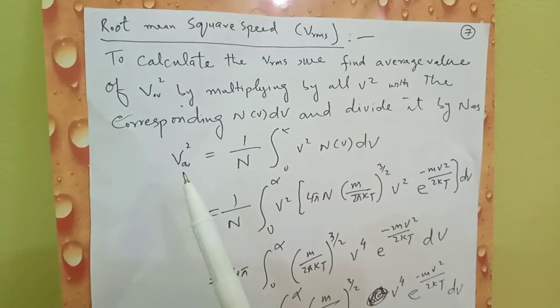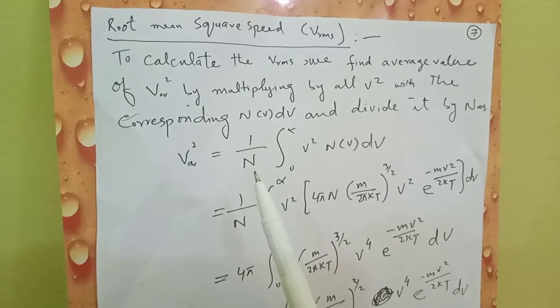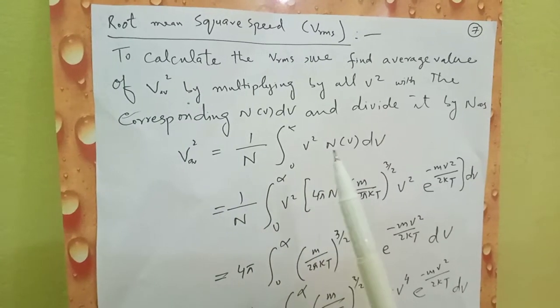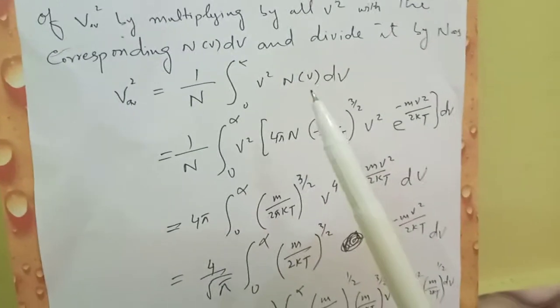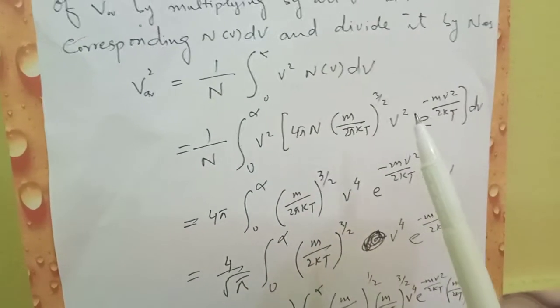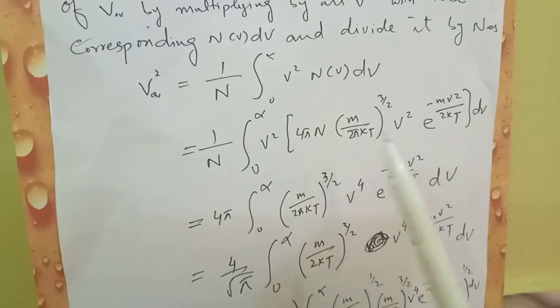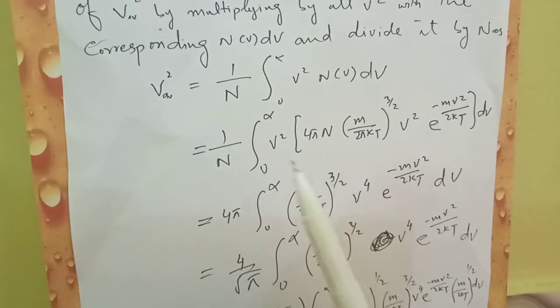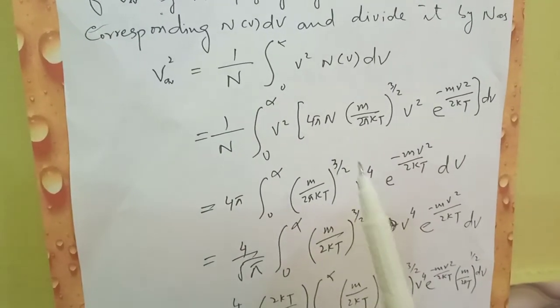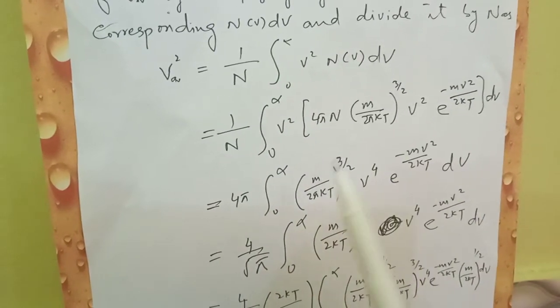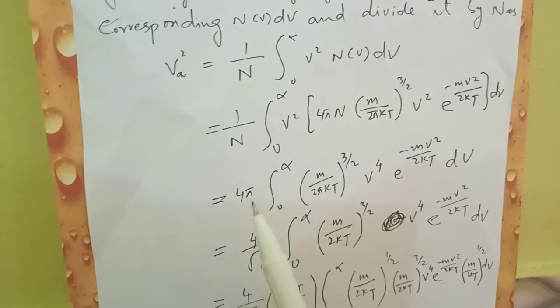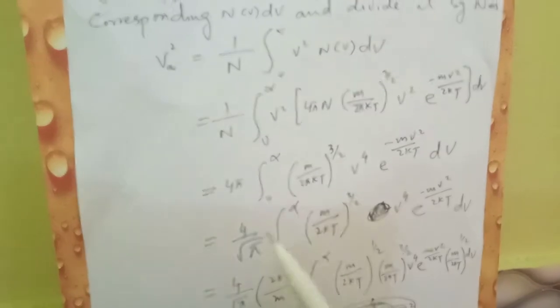So the average of v squared is equal to 1 over N times the integral of v squared n(v) delta v, and this is the mathematical form of it. If I put in the value of n(v), which is the Maxwell velocity distribution, and multiply, we get v to the power 4. This becomes v squared, this is also v squared, and this will be 4. This is the term which we have rearranged, and N will cancel with N.